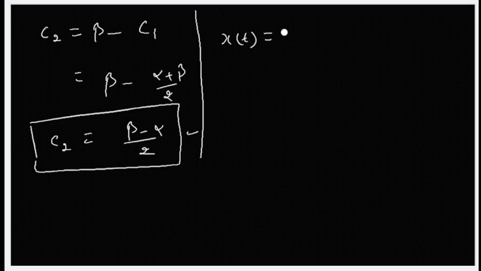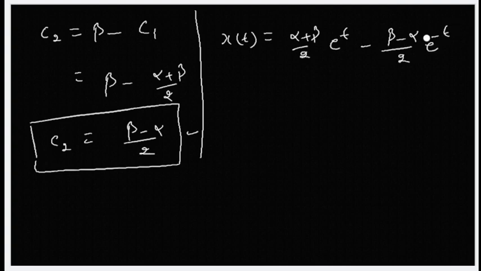Okay, so x of t equals what? The value of c1 is alpha plus beta by 2, e to the power t, minus the value of c2, beta minus alpha by 2, e to the power minus t. Suppose this is equation number 7.